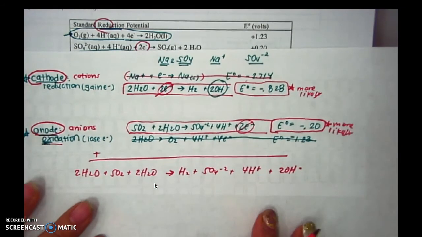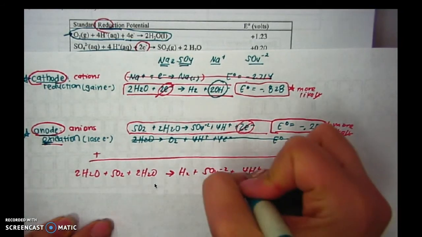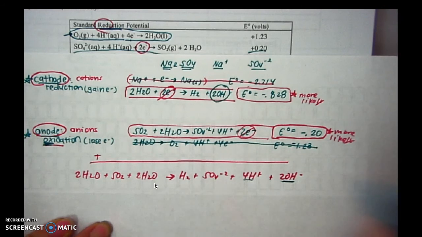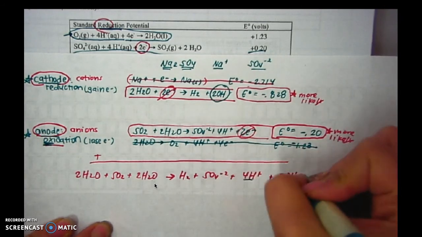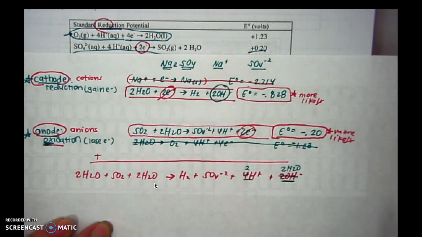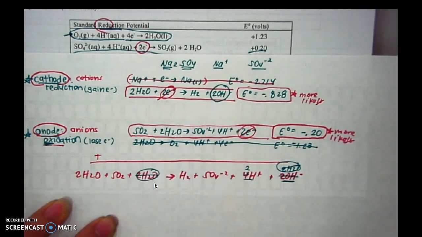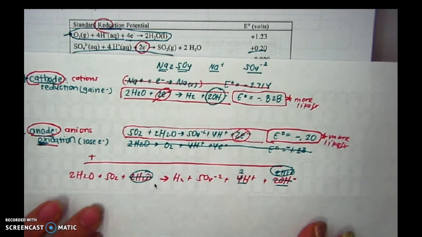You would have to simplify everything out. The 2 OH's here are going to react with 2 of the hydrogens over there to form 2 waters. This would go down in number to 2. Then the 2 waters here are going to cancel out because I see 2 waters over there. And if you leave everything behind, that would be your overall reaction.